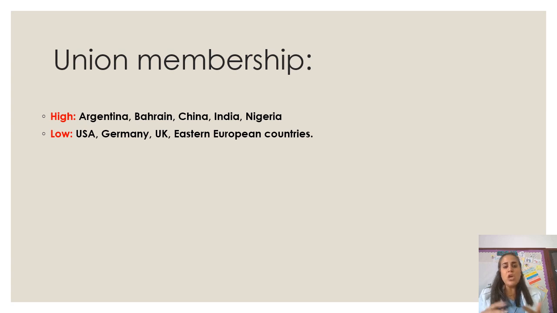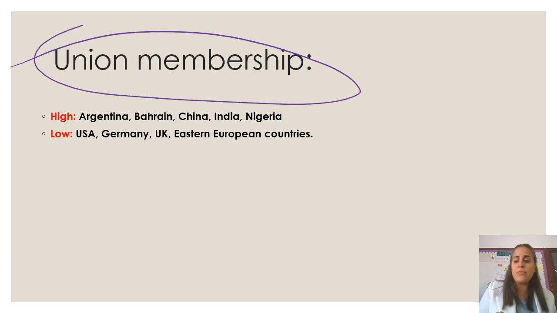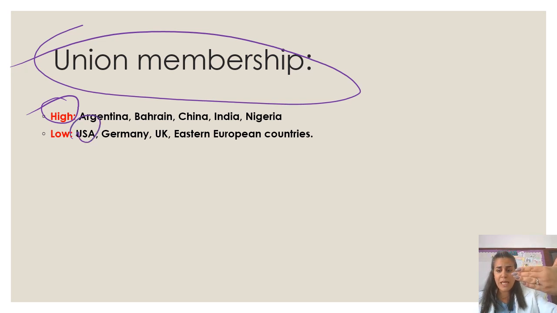Union membership. As you remember, at the beginning of this lesson I told you what makes union membership high in some countries, and in other countries it is low. The first one is, why is it high? It is high in some countries such as Argentina, Bahrain, China, India, and Nigeria. And it is low in other countries such as the USA. We said it was only 10% of the members. However, in Iceland we had a higher percentage of membership. So this decrease is because there is a decrease in the manufacturing industry and an increase in the services sector.